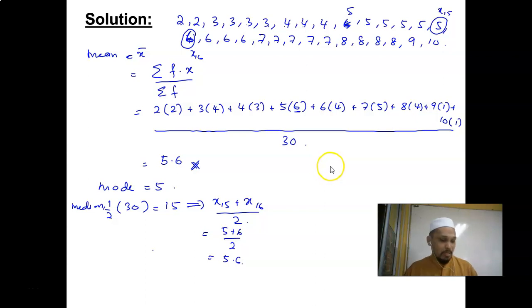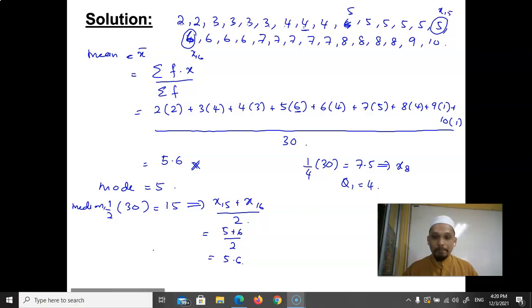And then according to the question, first and third quartiles. First quartile, 1/4 times 30 equal to 7.5. So we round up to the 8th observation. Counting 1, 2, 3, 4, 5, 6, 7, 8, equal to 4. The first quartile equal to 4.